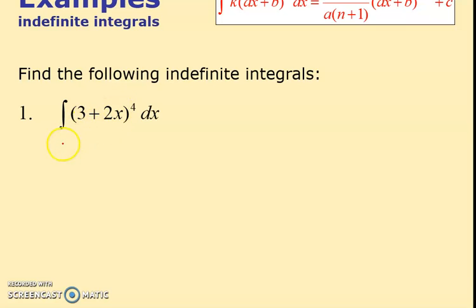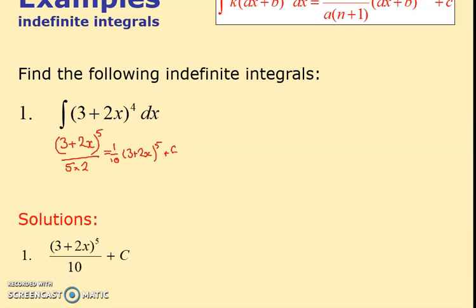So that's it. So if I do this one, 3 plus 2x, let's just checking where the answer goes, (3 plus 2x) to the 4. So what I want to do is (3 plus 2x), add a power, divide by that power, but don't forget to divide by this too. So this is a tenth of (3 plus 2x) to the 5 plus a constant. And there it is.